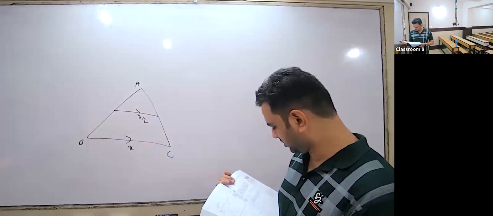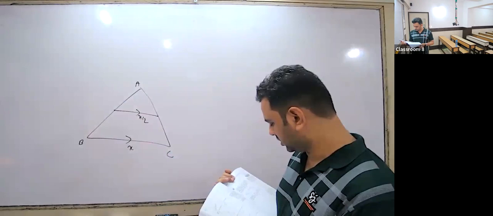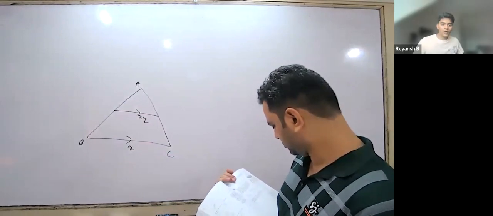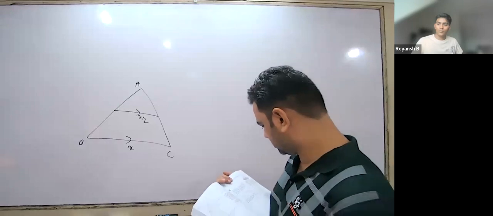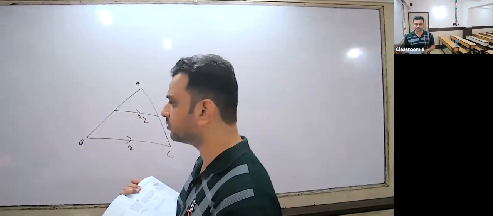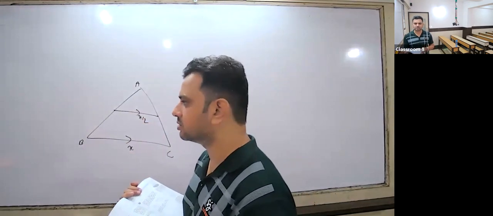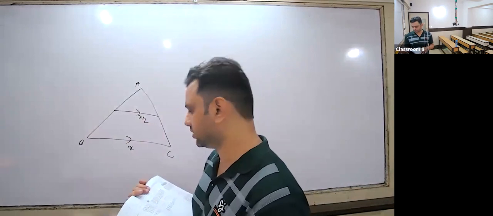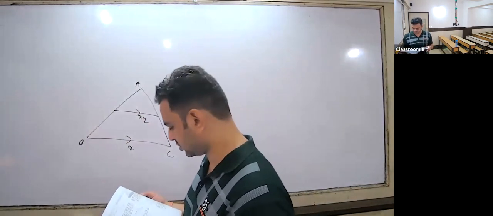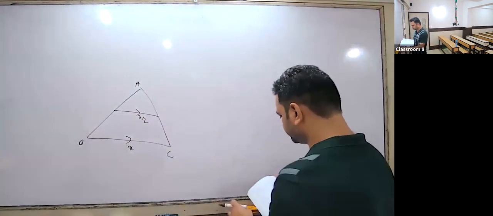No, not 16. They are similar actually. So the ratio is 1:3. Is it 12? Yeah, 12. So the diagonal will be 24, because the ratio is 1:3. So 6:18 is 1:3, so the diagonal will be 24. That will be 24 and 12. Got it. Very good. Question number 3.